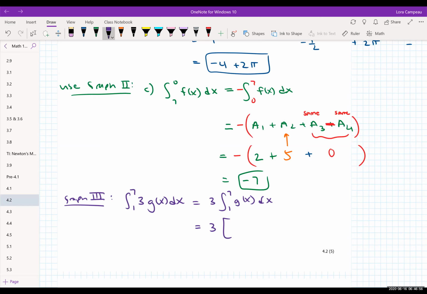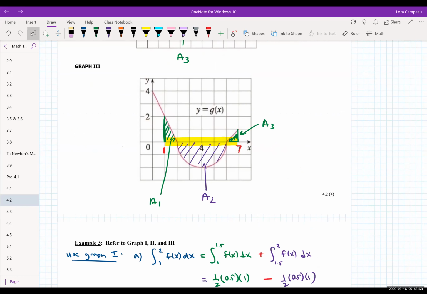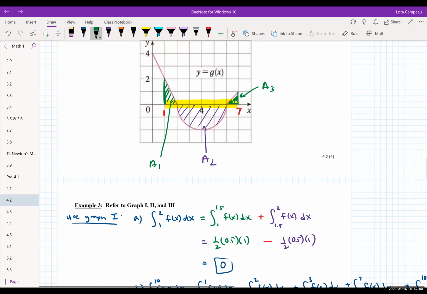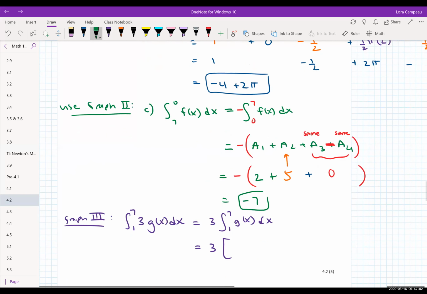And now we can say, well, we did break it up into 3 different areas. So what do I have? Area 1. And I already recognize that area 2 is completely below the x-axis. So we know whatever we find, we'll subtract it off. And area 3 is completely above the x-axis, so we know for sure it's positive.